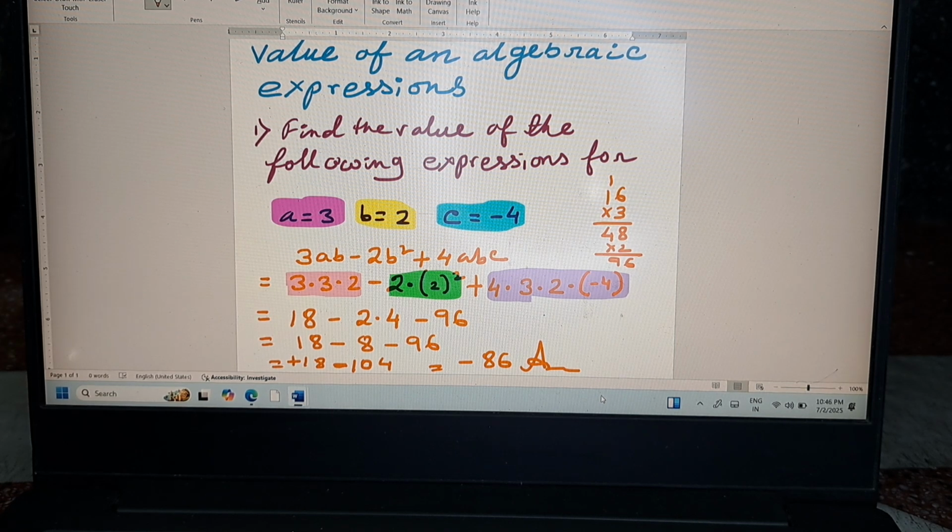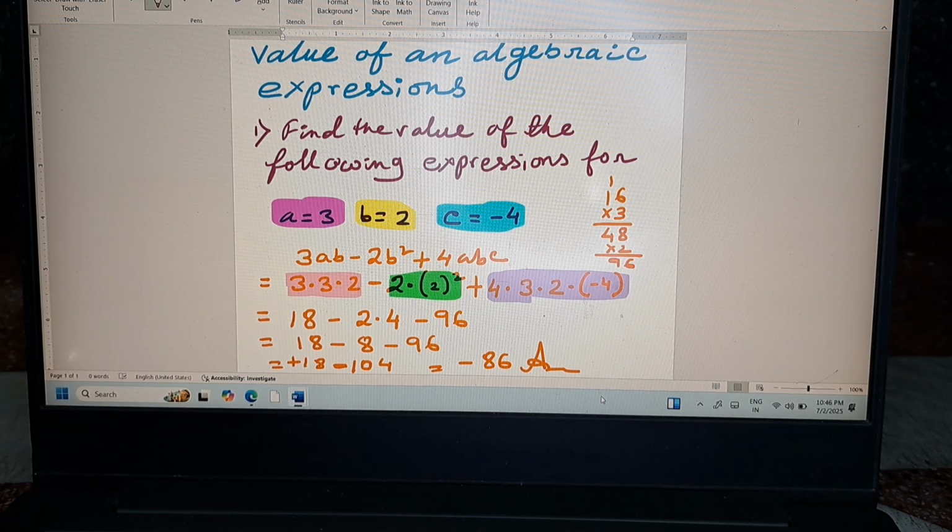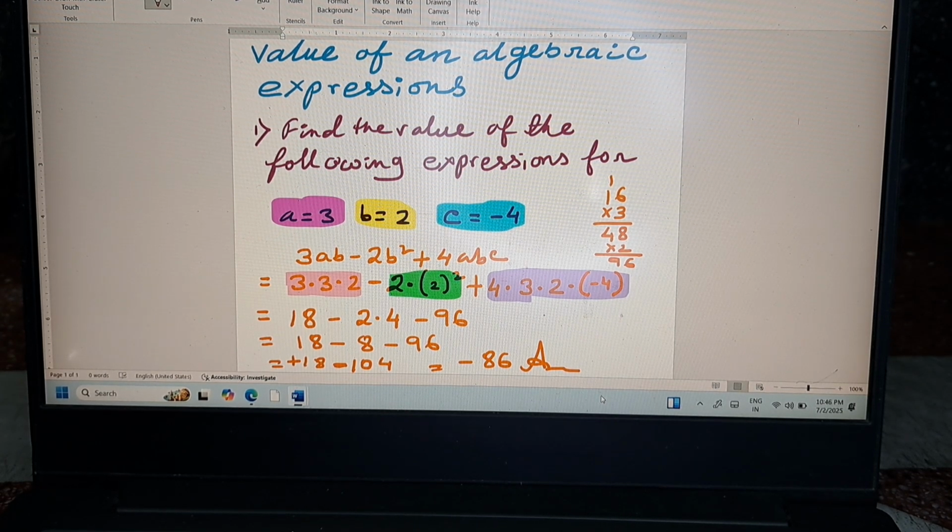In my previous video I explained different types of expressions. Those videos you have to check, students, so that you get the basic knowledge of algebra before you come and check this video, where we have learned different ways of substituting the value in an algebraic expression. I hope you have understood this topic.